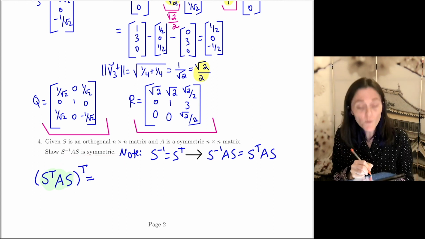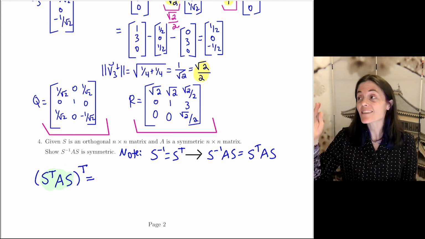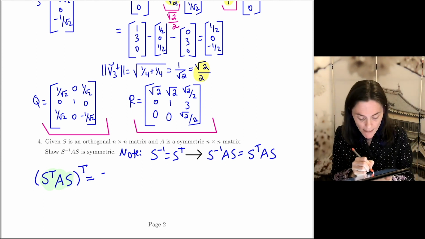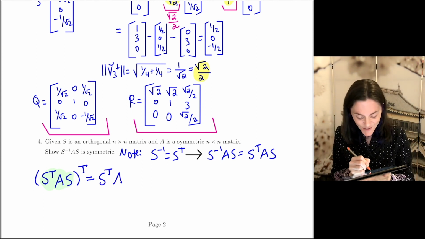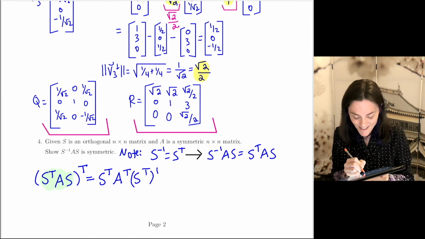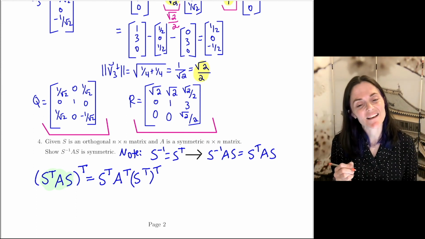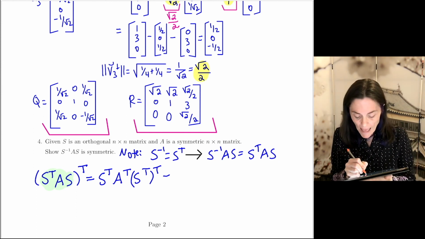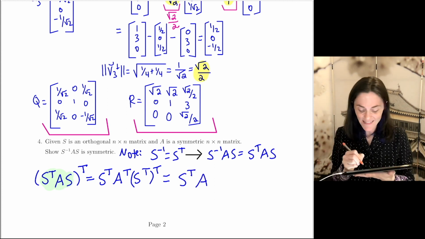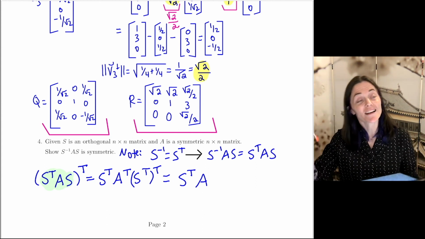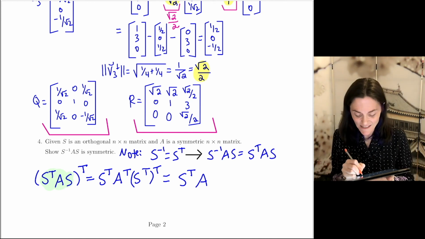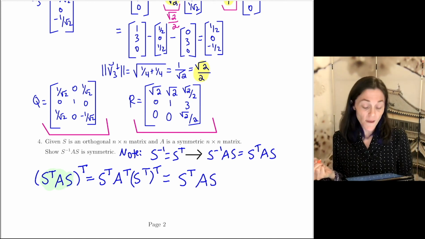Well, we have a product of matrices. When you take the transpose of a product, it goes in the other order. So this would be S transpose, A transpose, S transpose transpose, like this. Well, A is symmetric. This I'll recopy. A is symmetric. And then S transpose transpose, well, you interchange rows and columns, and then you interchange them back. We have matrix S. Okay, that does it.